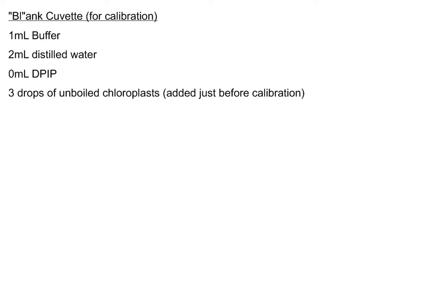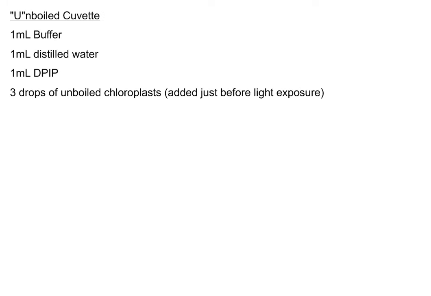Okay, so that's how you would calibrate it. Then you're going to have an unboiled cuvette and a boiled one. The unboiled cuvette is a milliliter of buffer, a milliliter of distilled water, a milliliter of DPIP, and then right before we expose it to light, we'll add 3 drops of unboiled chloroplast.